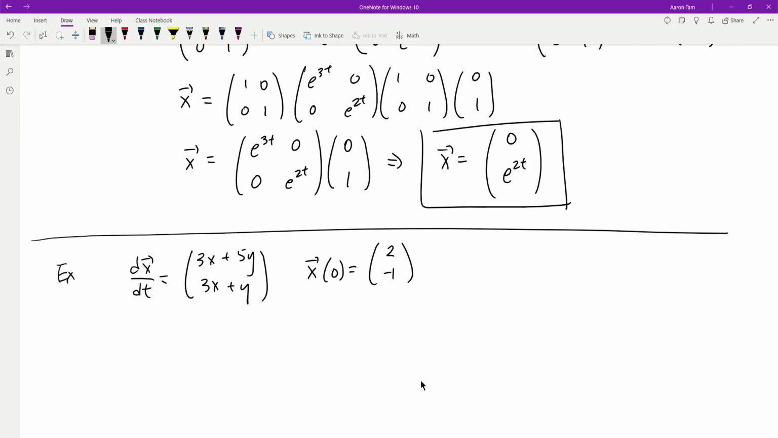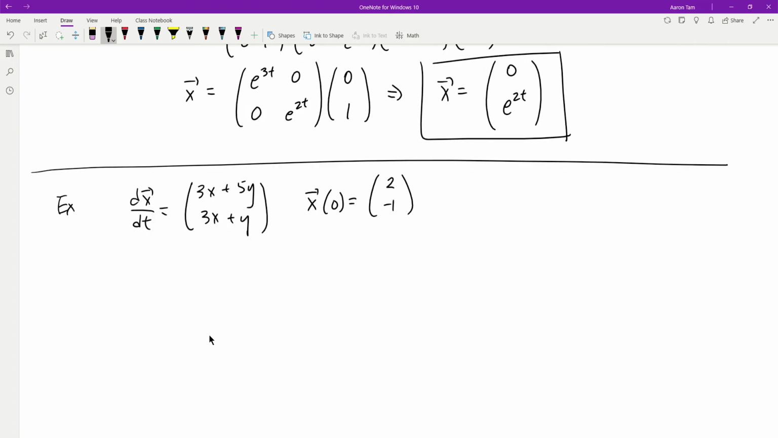All right, so this is the problem that we're going to do. Once again, let's try to find the eigenvalue and eigenvector. What I'm going to do is solve by eigenvector, eigenvalue. So let's go for it. So here's my eigenvalue.